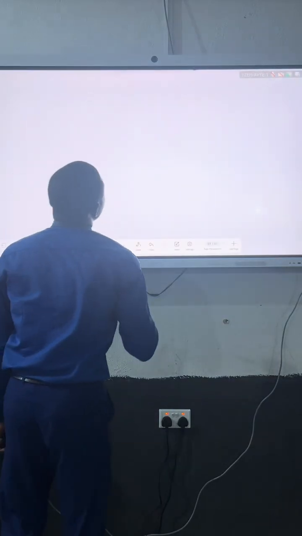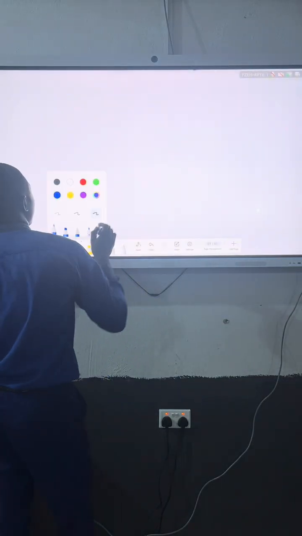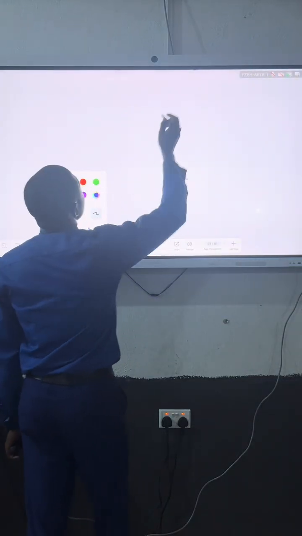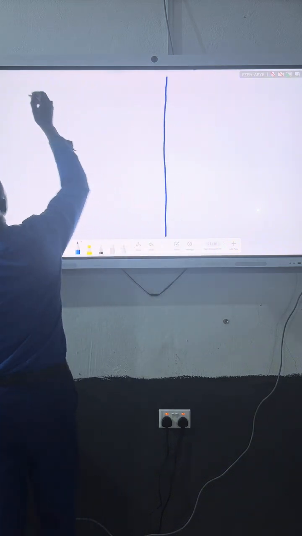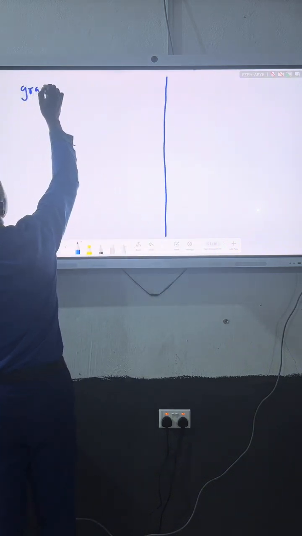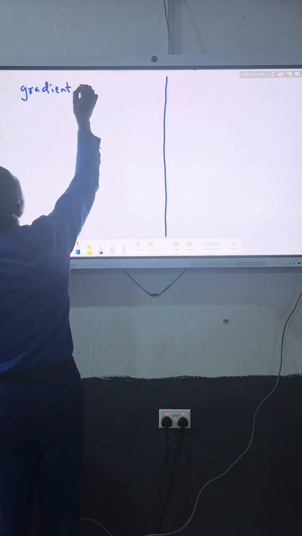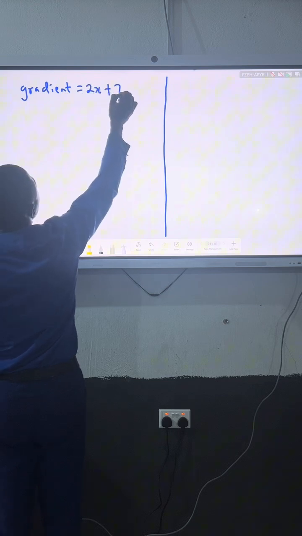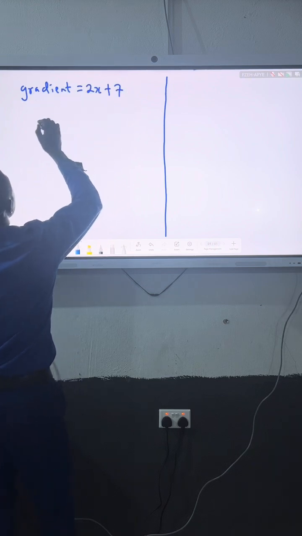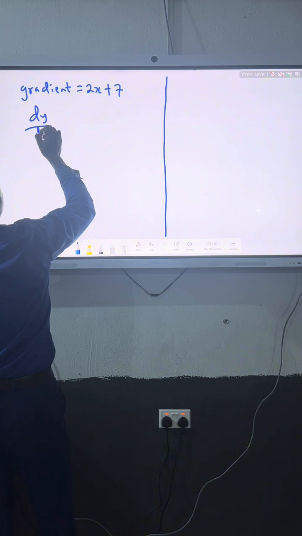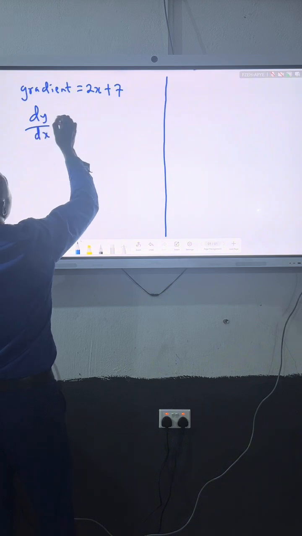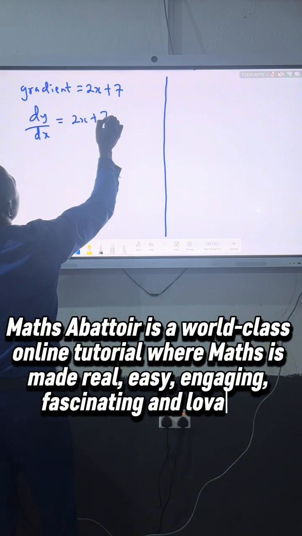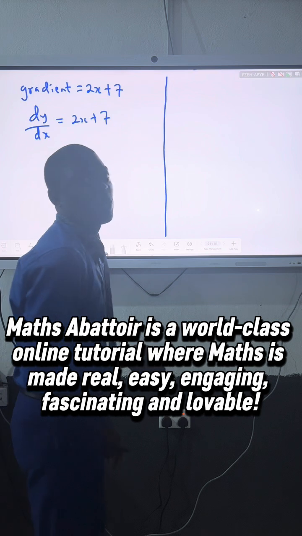The gradient means dy/dx. So we're going to write it like this. We're going to say the gradient is actually 2x plus 7. So replace gradient with what? With dy/dx. Alright, write it as dy/dx equals 2x plus 7. Okay, so this is what we have now.